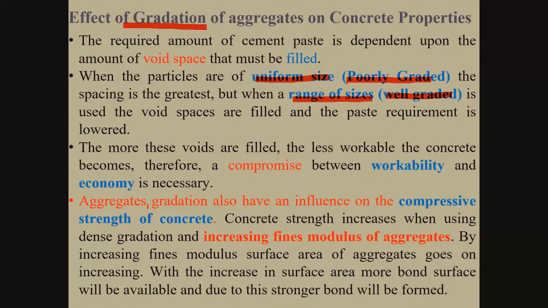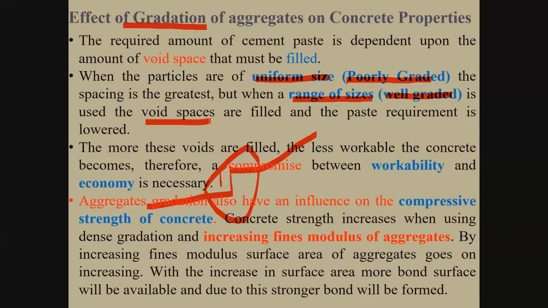There may be another type of aggregates which are known as gap graded aggregates. Gap graded aggregates means the absence of a particular size of aggregates in a particular mixture of aggregates. Now, if the aggregate is well graded, then it means that white spaces, or voids, are less, because fine particles will reach inside the spaces which are created by the bigger particles.